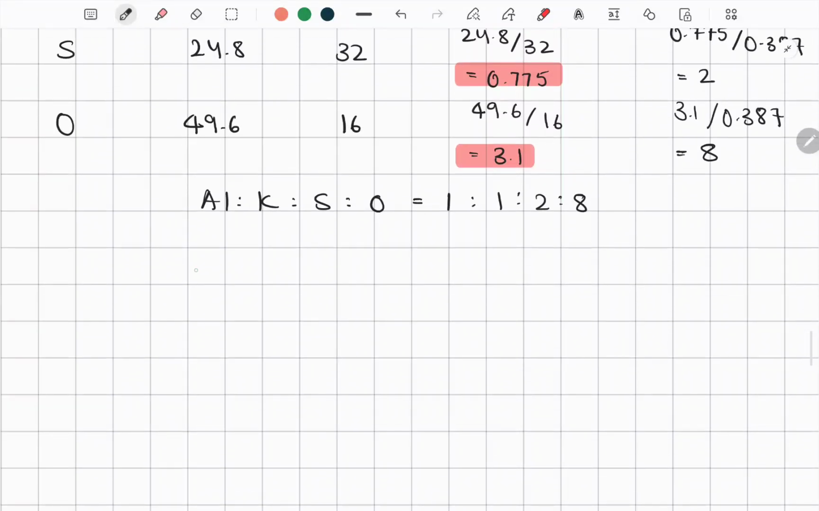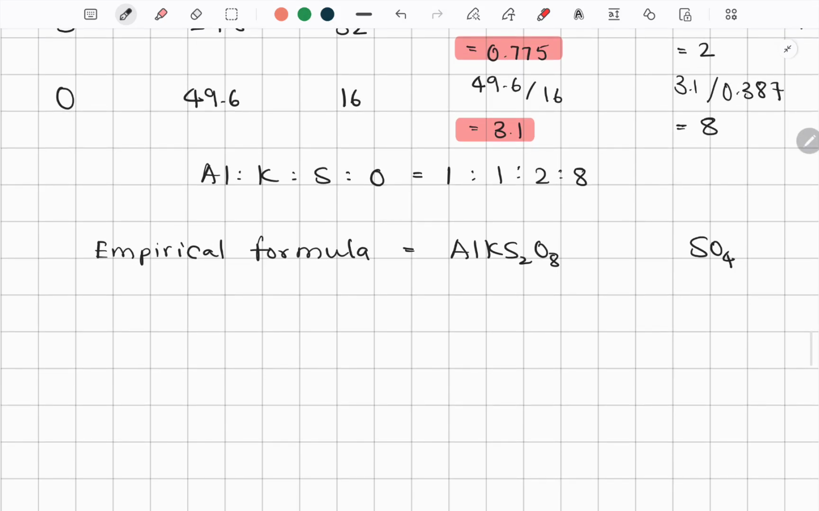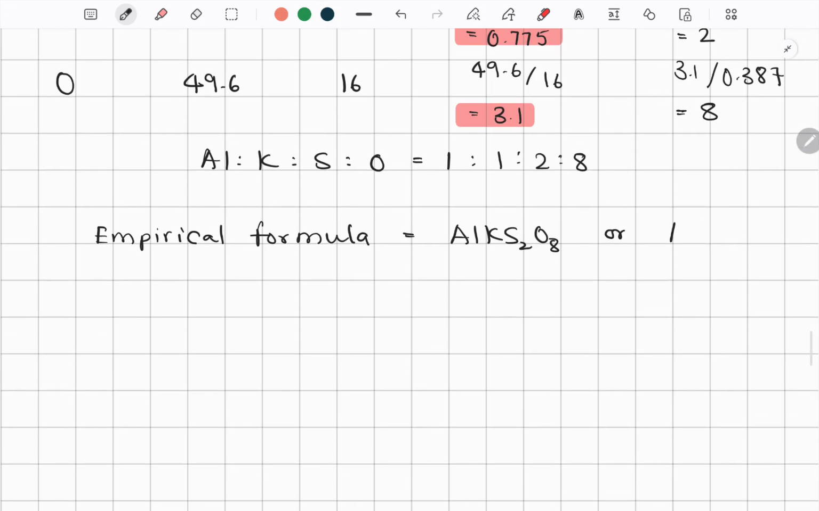That means my empirical formula will be AlKS2O8. Here we can stop, but for those who know, you should know that this is nothing but the empirical formula of potash alum, or aluminium potassium sulfate. Sulfate is always in the form of SO4.